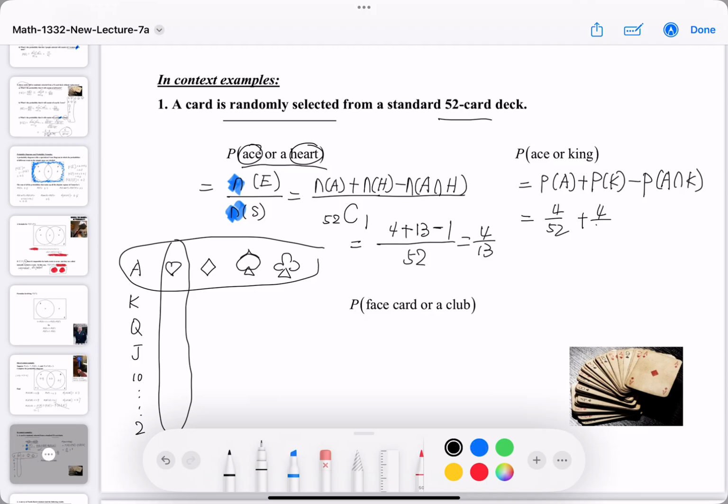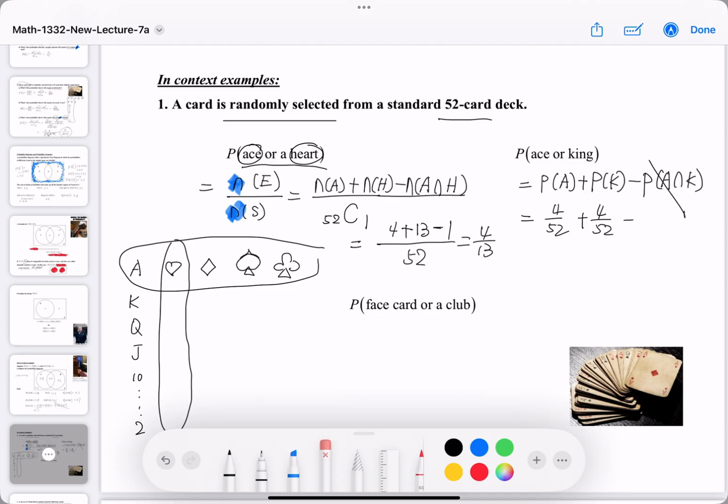4 over 52. And how many cards are both ace and king? We don't have any card that is both ace and king. They must be ace only or king only. So I select a card that cannot be ace and king at the same time. So they are two mutually exclusive events. So the P of A and K is 0.